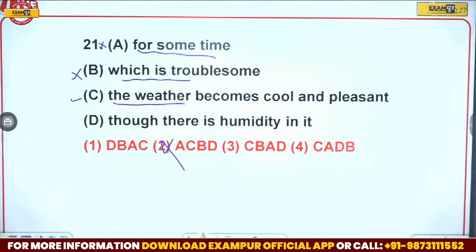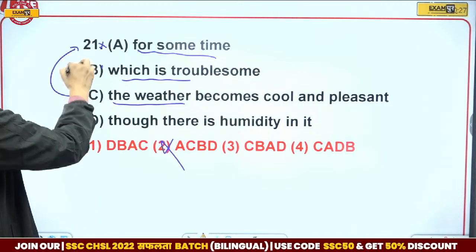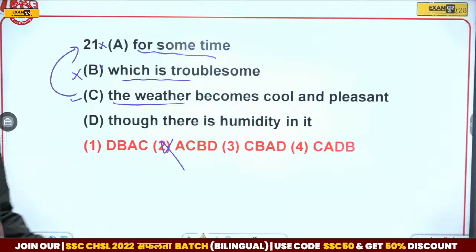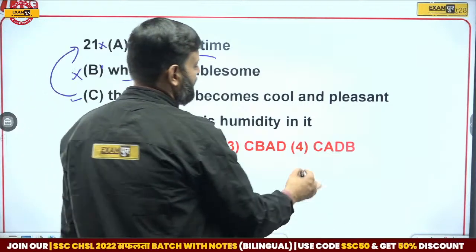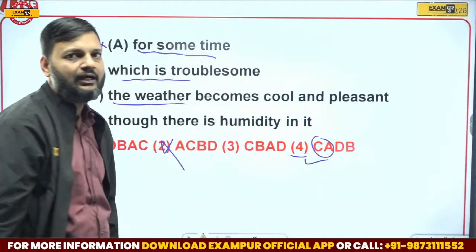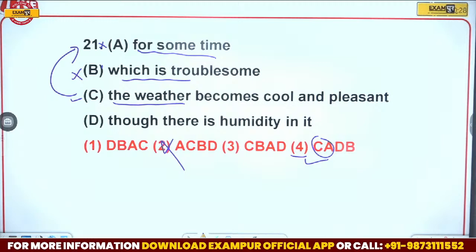The weather becomes cool and pleasant for some time. So C should be followed by A, and this makes a valid sequence. Only one option has C followed by A. So option number 4 is the right answer.